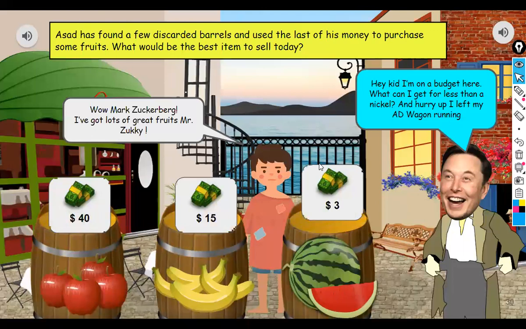For those who chose apples, write down 40. Bananas, 50. Watermelons, if that's a real word, $3. And we're going to see who will have the most money at the end of class. All right, so let's be on our way. Let Mark Zuckerberg go his way.